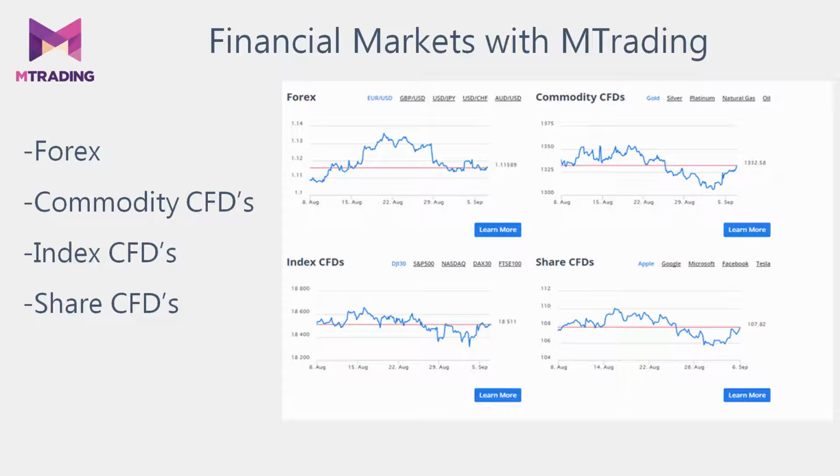So some of the currency pairs that can be traded with us are, as you can see, Euro USD, British Pound US dollar, Japanese yen, and so on. Of course, the list continues and continues.